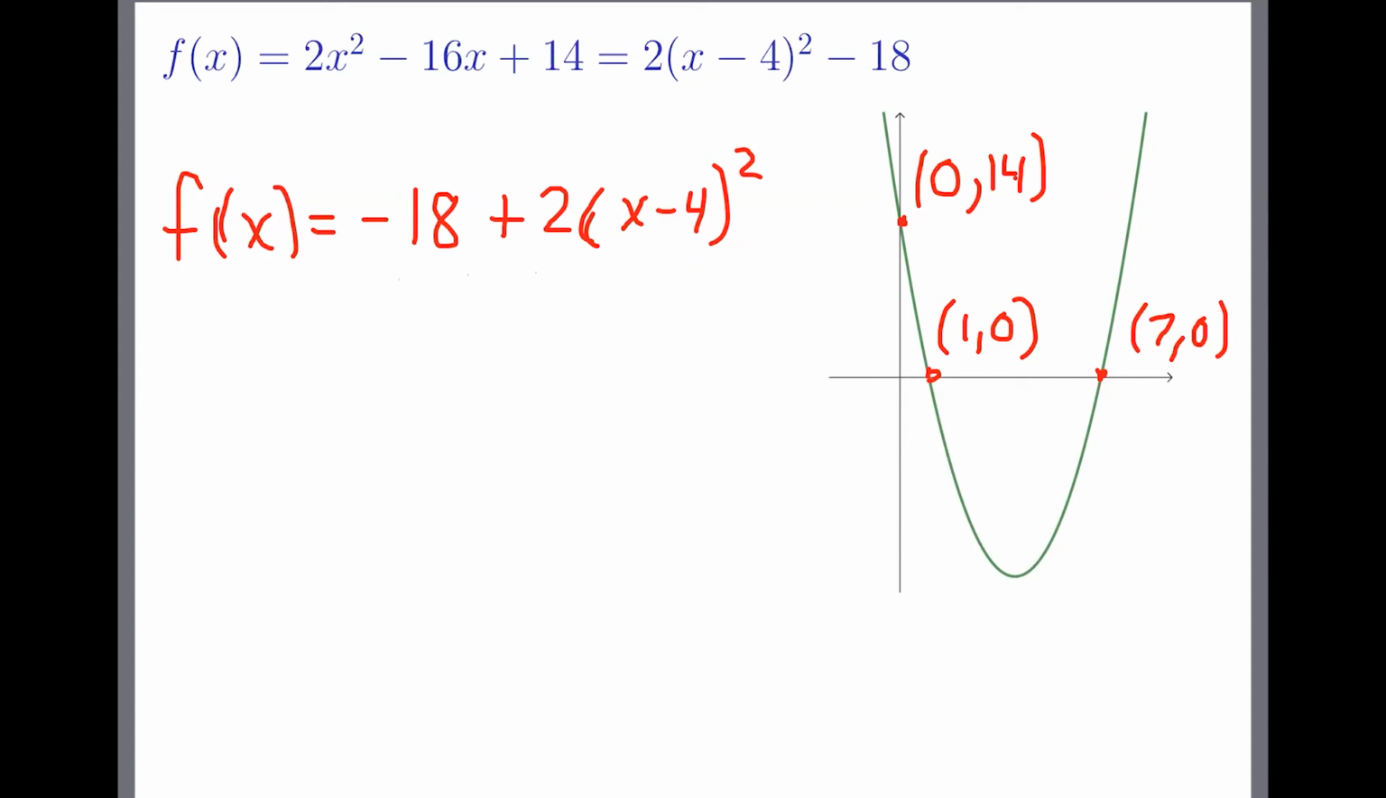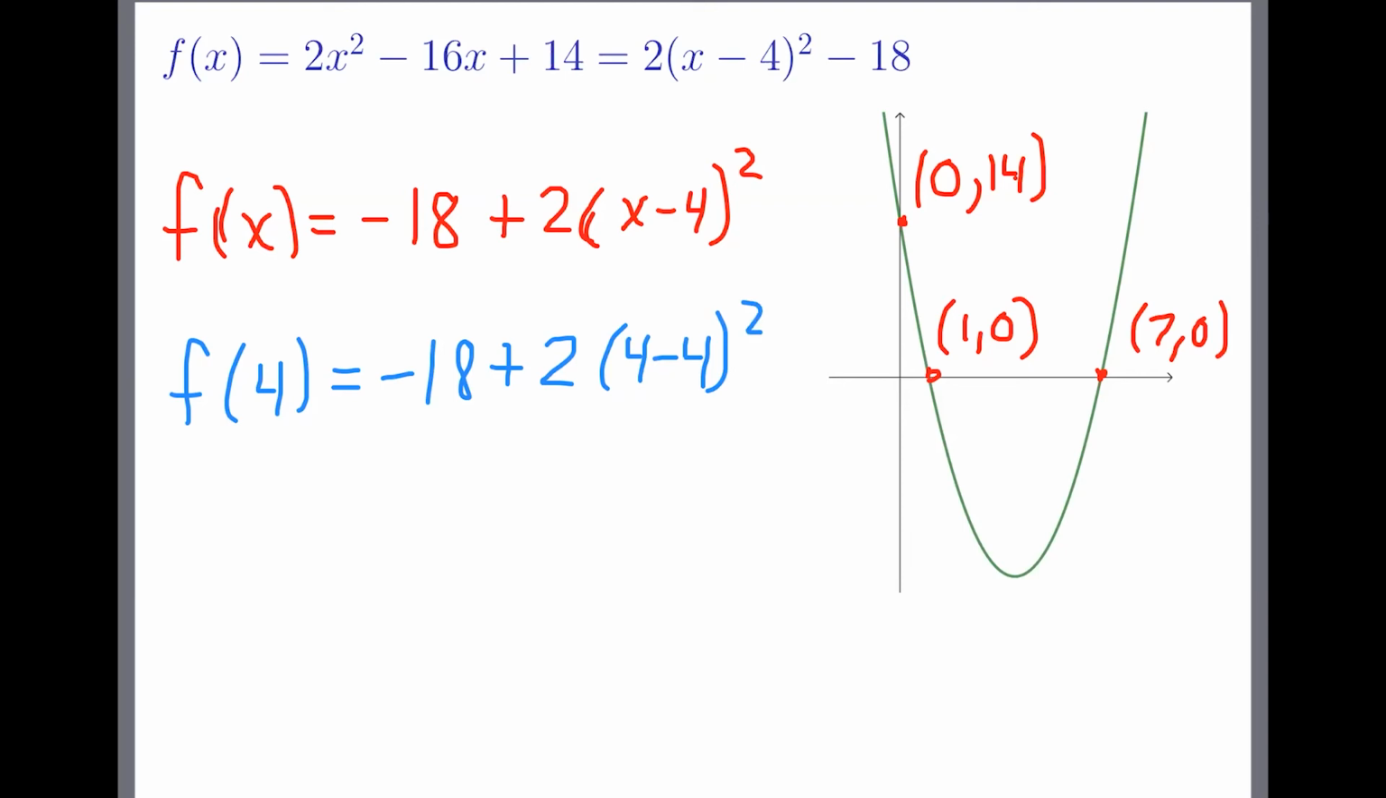And in fact, it's pretty clear how to get the smallest possible output in this function. If you plug in 4, what's f of 4? It's negative 18 plus 2 times 4 minus 4 squared. That's the only way that our answer is not going to be bigger than negative 18, because this comes out to negative 18 plus 0.